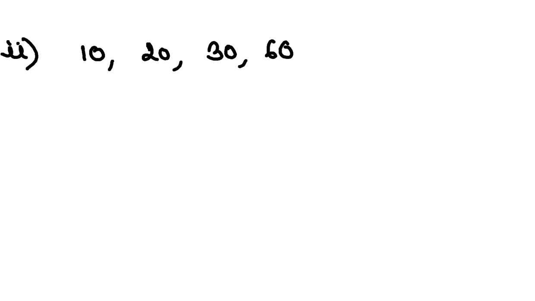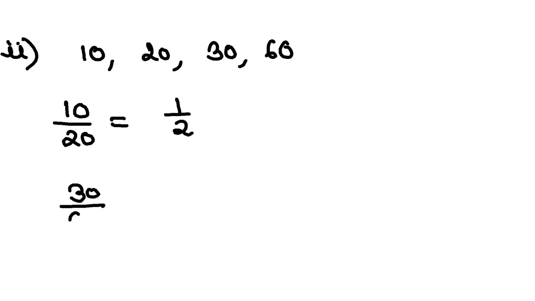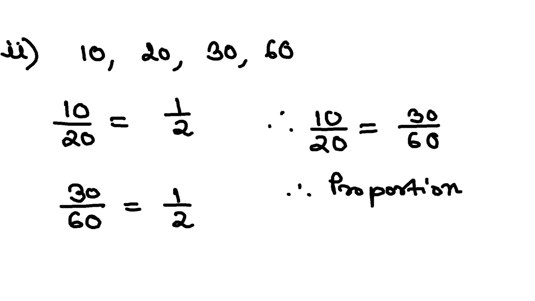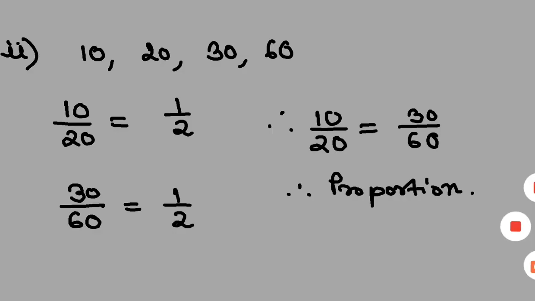Now in part 2, if I take the first two numbers, the ratio is 10 by 20, that is 1 by 2, and the next two numbers, the ratio is 30 by 60, and if I bring it to the lowest form, it is again 1 by 2. That means 10 by 20 is equal to 30 by 60. That means all these four numbers are in proportion because they are equal ratios. Alright, so let's move on to part 3 now.